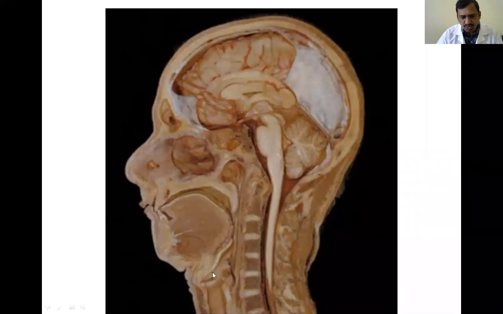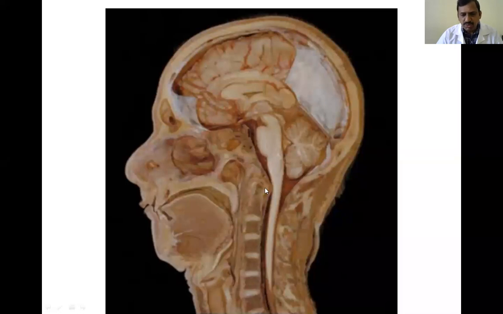In between the vestibular fold and the vocal fold, there is a space. That is the cavity of the larynx, the larynx proper. In between these two, it is also called the ventricle.